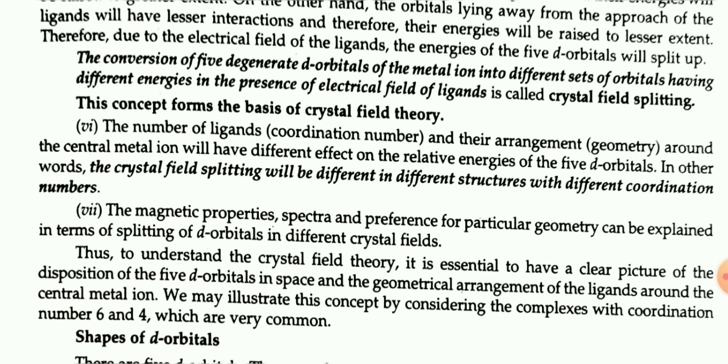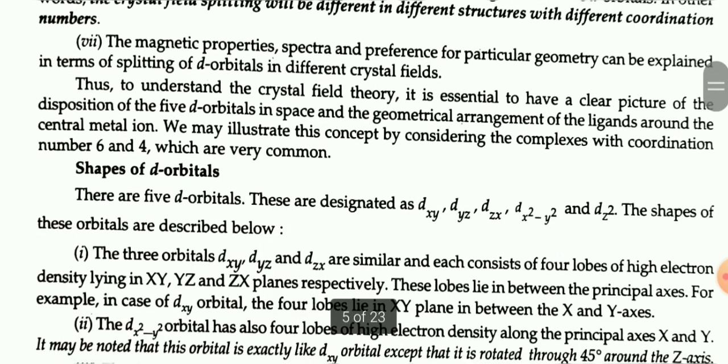Seventh, the magnetic properties, spectra, and preference for particular geometry can be explained in terms of splitting of d orbitals in different crystal fields. Thus, to understand the crystal field theory, it is essential to have a clear picture of the position of the 5 d orbitals in space and the geometrical arrangement of the ligands around the central metal ion. We may illustrate this concept by considering the complexes with coordination number 6 and 4, which are very common.